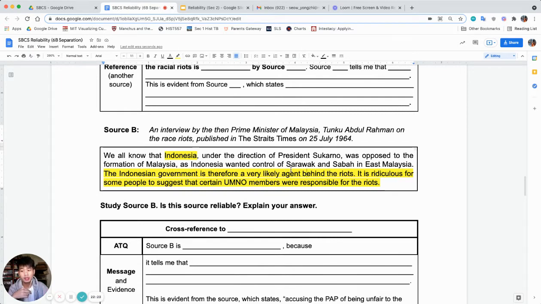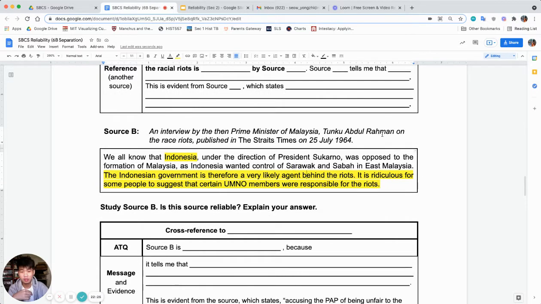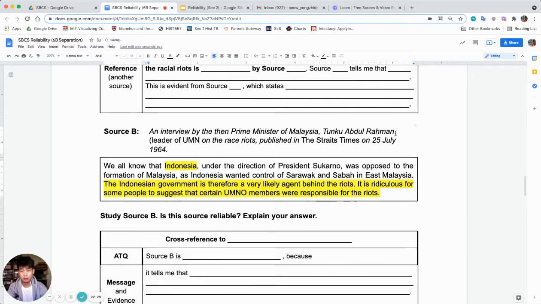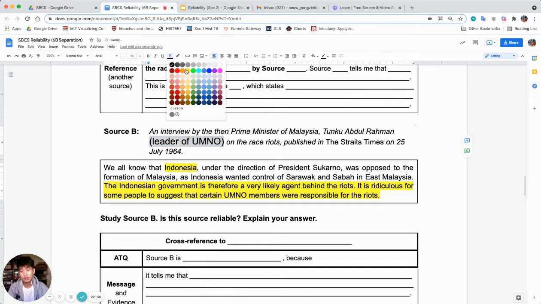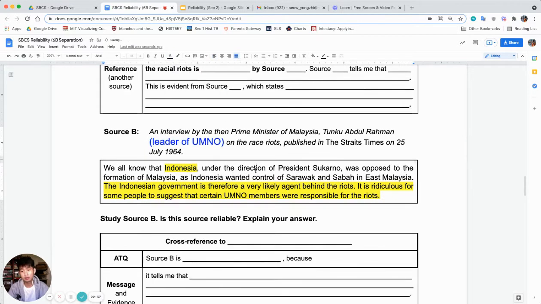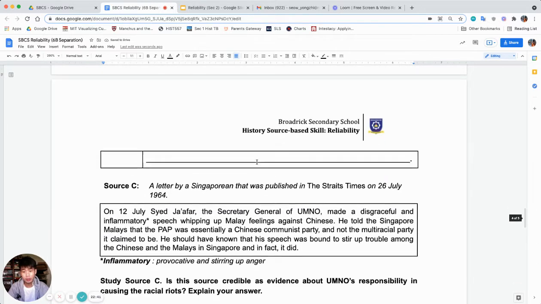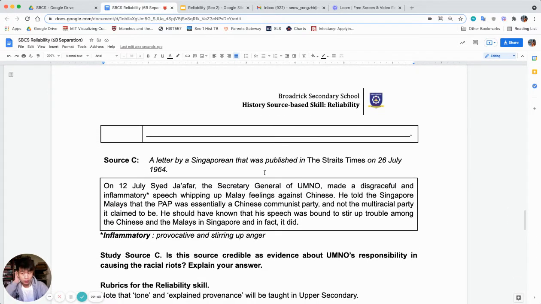But source B is not reliable. Tunku Abdul Rahman is the leader of UMNO. Of course, he would say it's not UMNO. Why would he come and confess that UMNO is the one that did it? So we don't want to use source B yet. Is there another source we can use? Okay, maybe we can use source C.